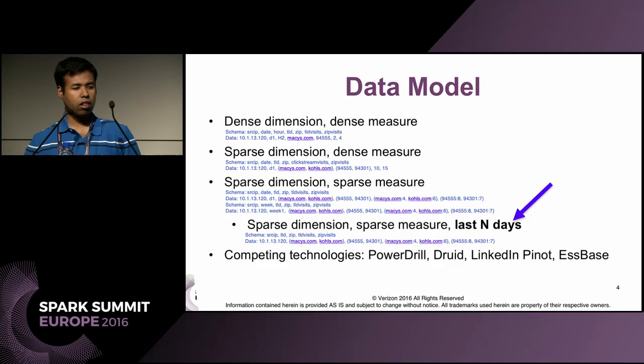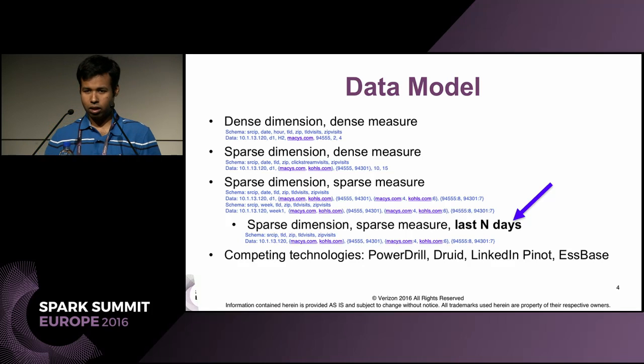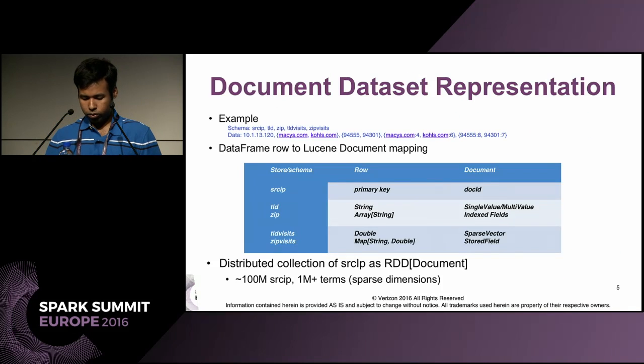The competing technology in this space is PowerDrill. You know, it's a Google paper. They have it, but the code is not in open source. Druid and LinkedIn's Pinot did versions for sparse dimension, dense measure. They don't handle sparse dimension, sparse measure yet. Oracle HBase or Hypertable, if you have made use of that, can handle sparse dimension, sparse measure, but I don't know about the distributed scale. Also, all these are not free, and we wanted to keep everything in open source. So that was our main focus.